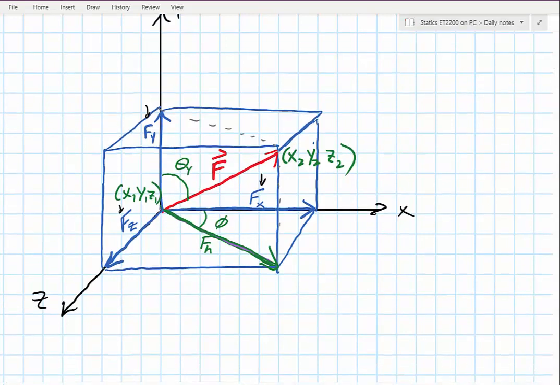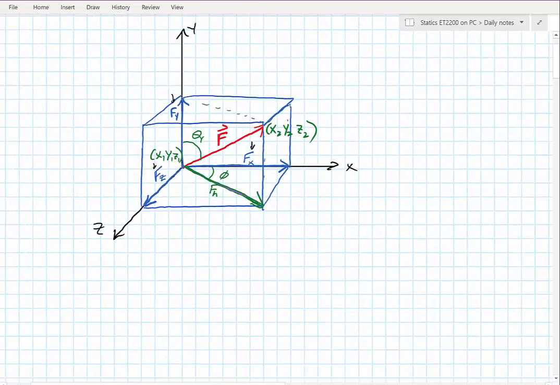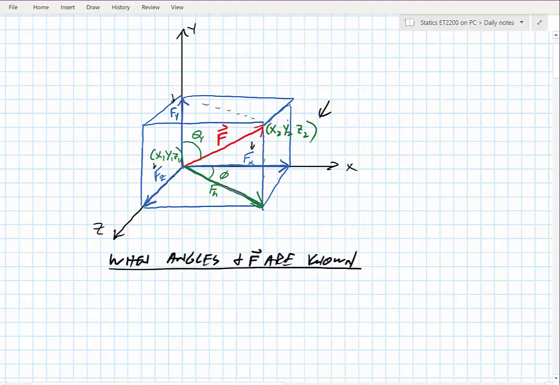Usually this isn't the case. This is kind of rare, but it may come about where you know the angles, but you may not know the distances, this x2, y2, z2. So let's talk about both. When you know the angles, the basic process is, the first step, I want to take this F and resolve it into my horizontal and the y direction.